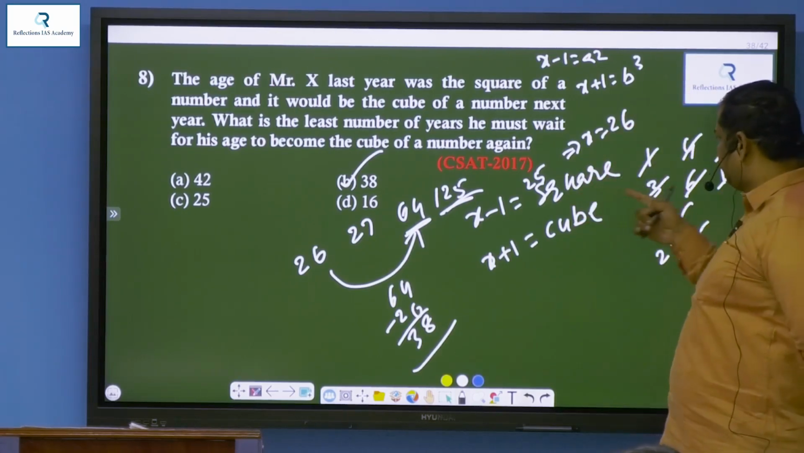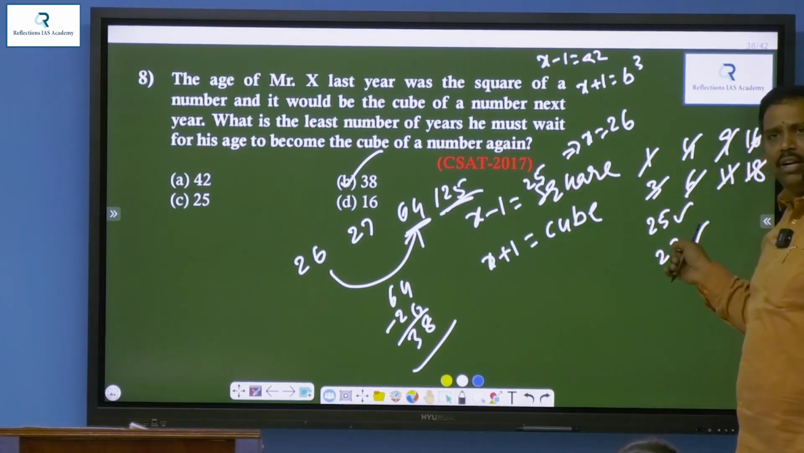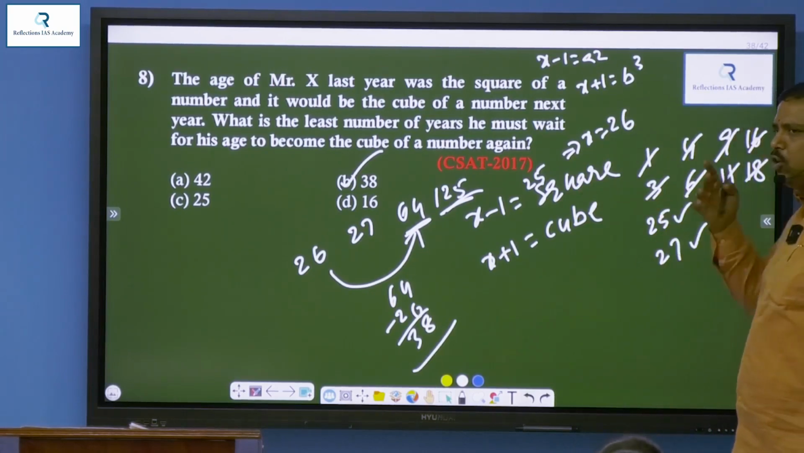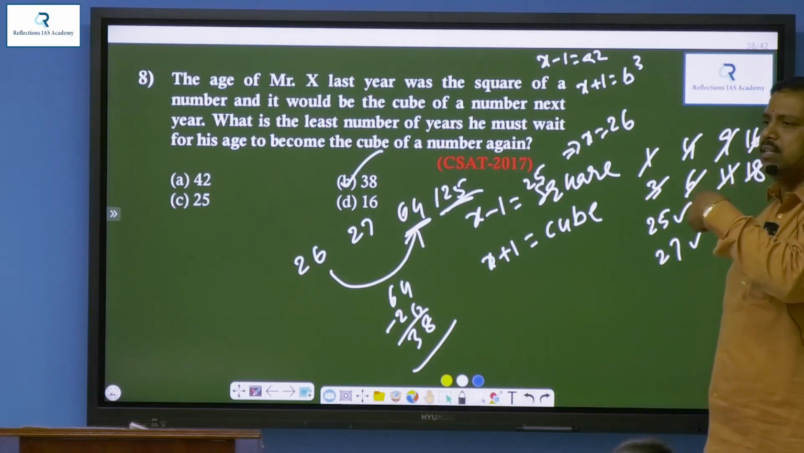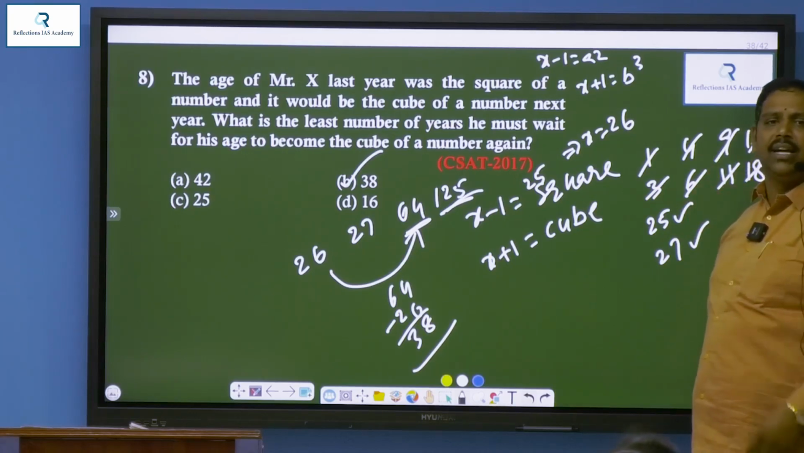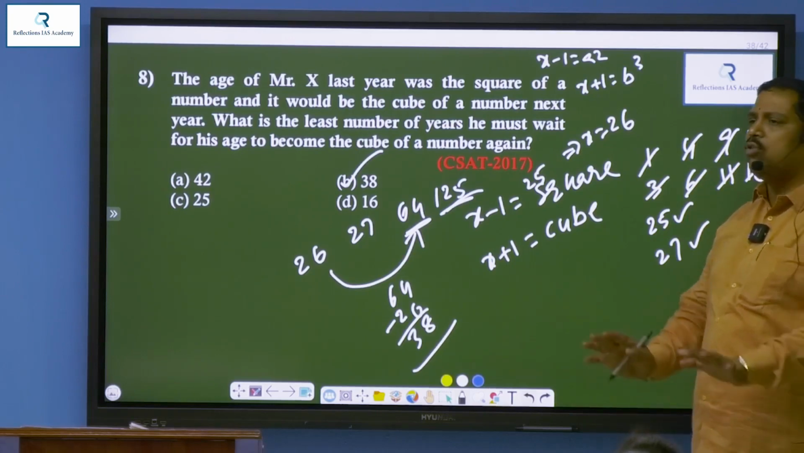Even if you try, 5 and 3 you got right, 25 and 27. Try for the remaining, you won't get it. There will be only one such possibility like this. He will ask, and we have to identify.